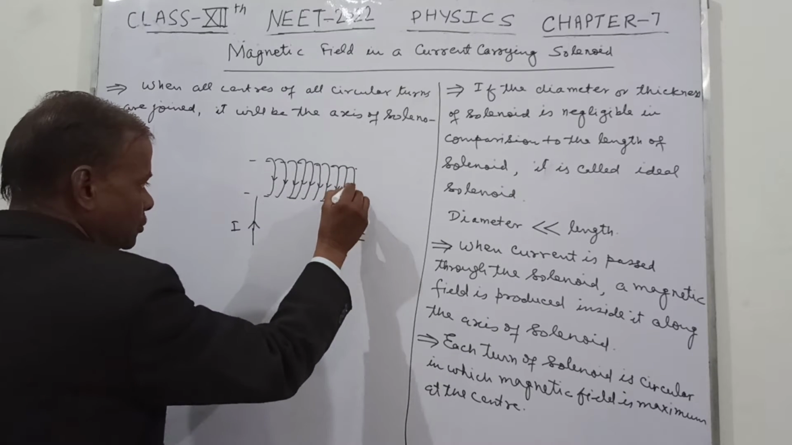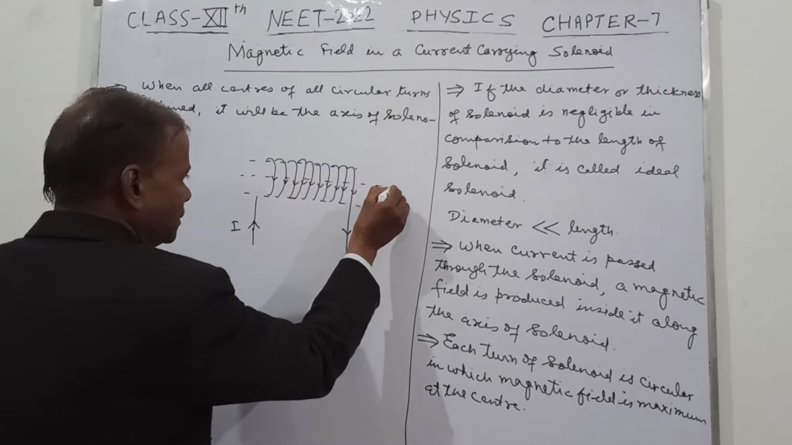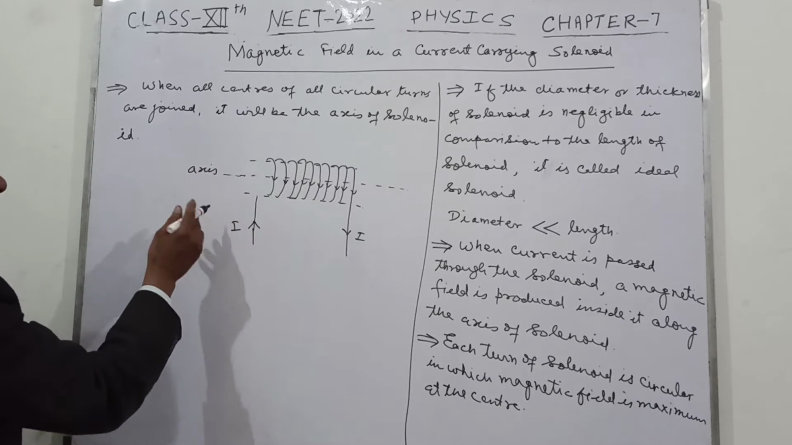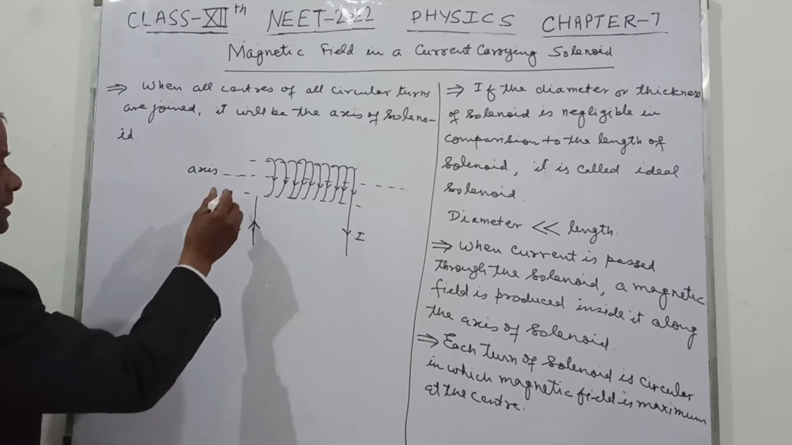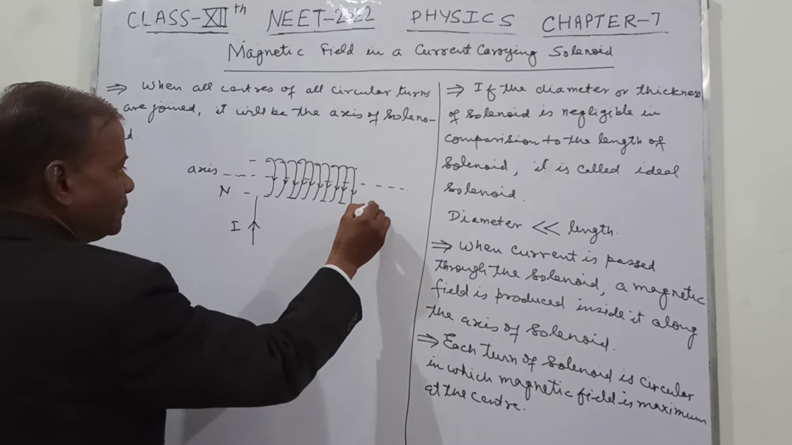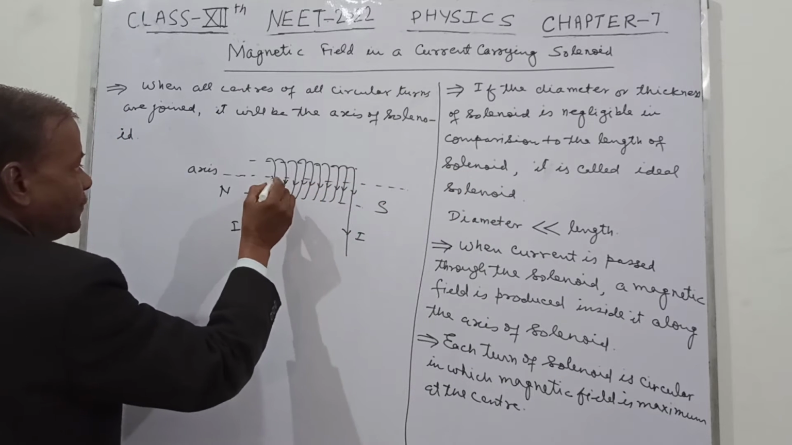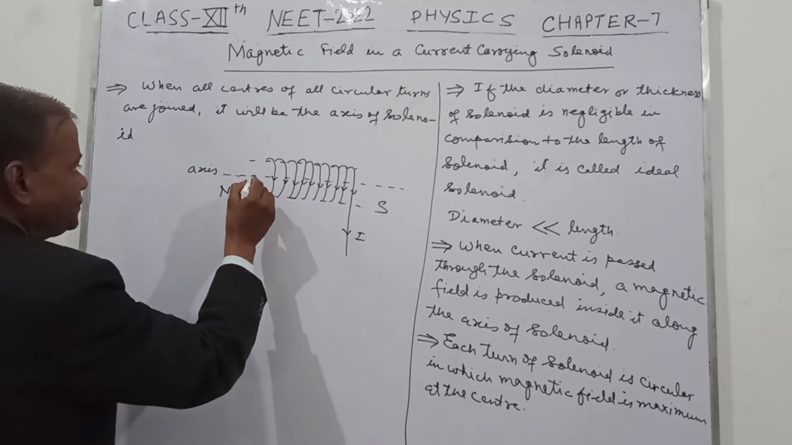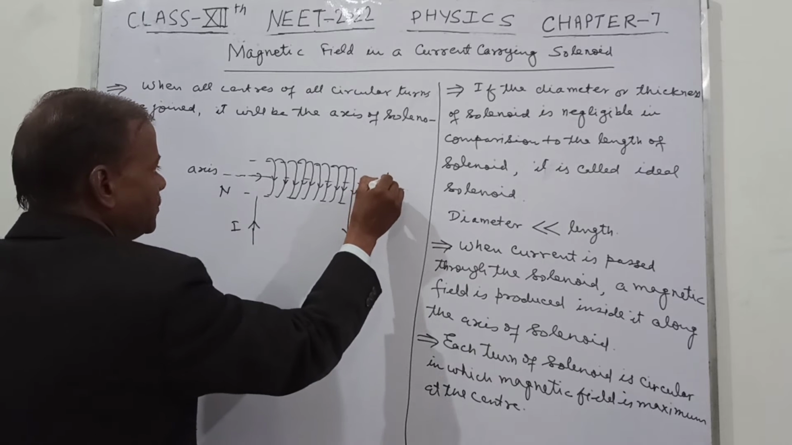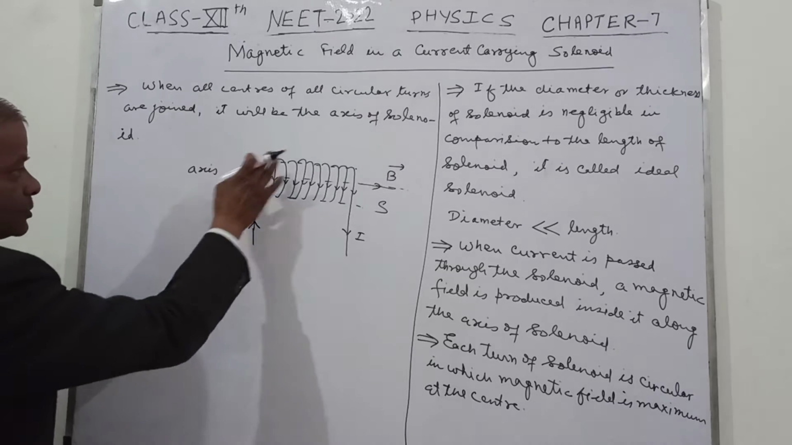And then to this one. This is the axis of the solenoid. Then definitely this will be the north pole and this will be the south pole. So magnetic field will be along this direction. This is the magnetic field B along the axis of this circular coil of this solenoid.